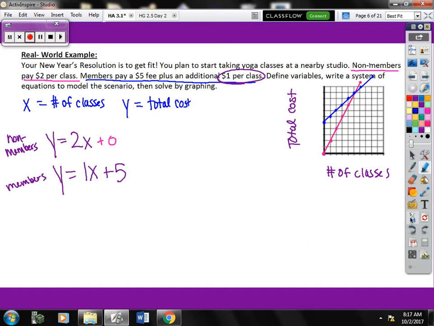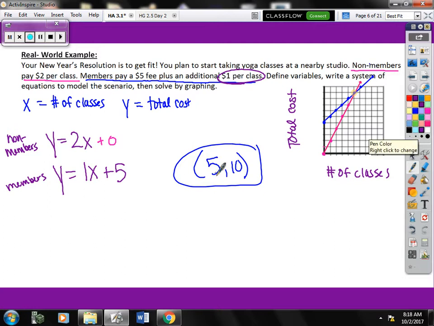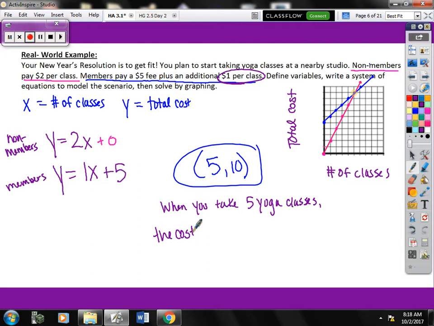Right there. Who can identify that as an ordered pair for me? The solution. Clayton? (5, 10). Now, a lot of times they'll ask you then, what does the solution represent? So the solution represents that when you take 5 yoga classes, the cost is the same for members and non-members, $10.